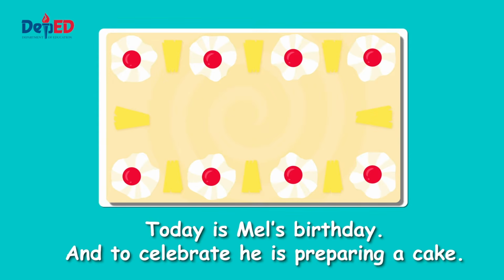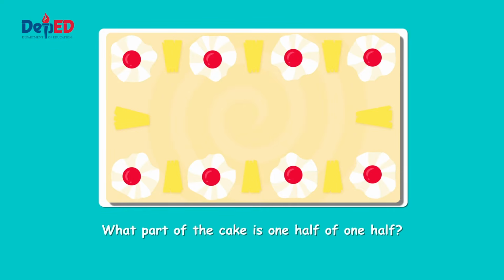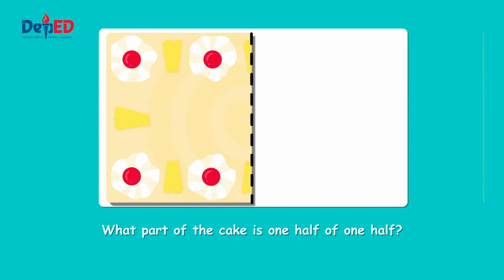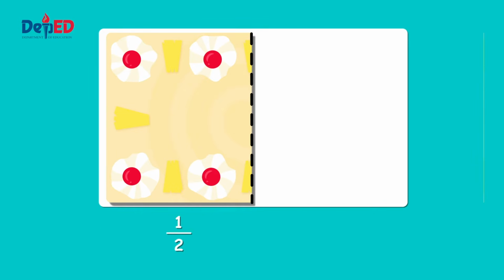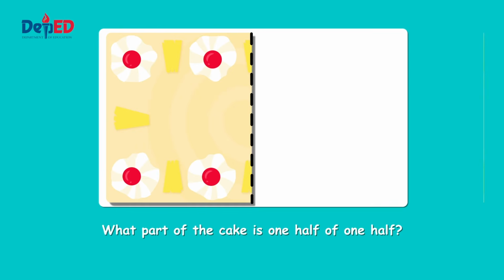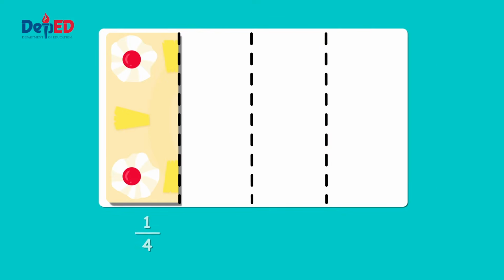Today is Mel's birthday, and to celebrate, he is preparing a cake. Let us help him identify the following fractions. What part of the cake is 1/2 of 1/2? To check, we divide the cake into 2 parts and get 1 part of it. Hence, a half. But what we need is the half of the partition of the cake. By this illustration, what is 1/2 of 1/2? If your answer is 1/4, then you are correct.